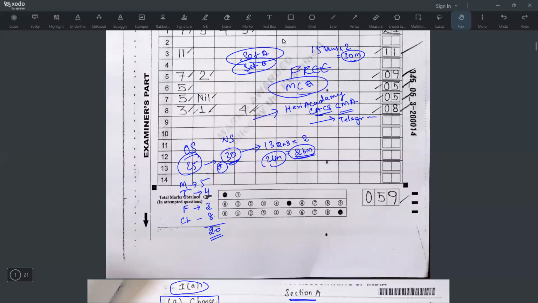In our next video, I'm going to discuss how you are going to present your papers on law, that is for both old syllabus as well as new syllabus.